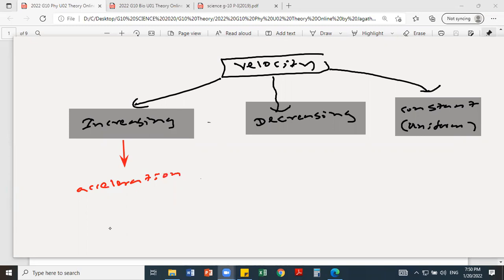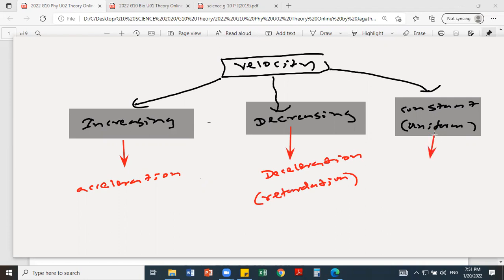Then velocity decreasing means deceleration. Decreasing of velocity means what? Deceleration. Velocity decreasing means deceleration, the opposite of acceleration. Sometimes we call it retardation. And velocity constant means what?